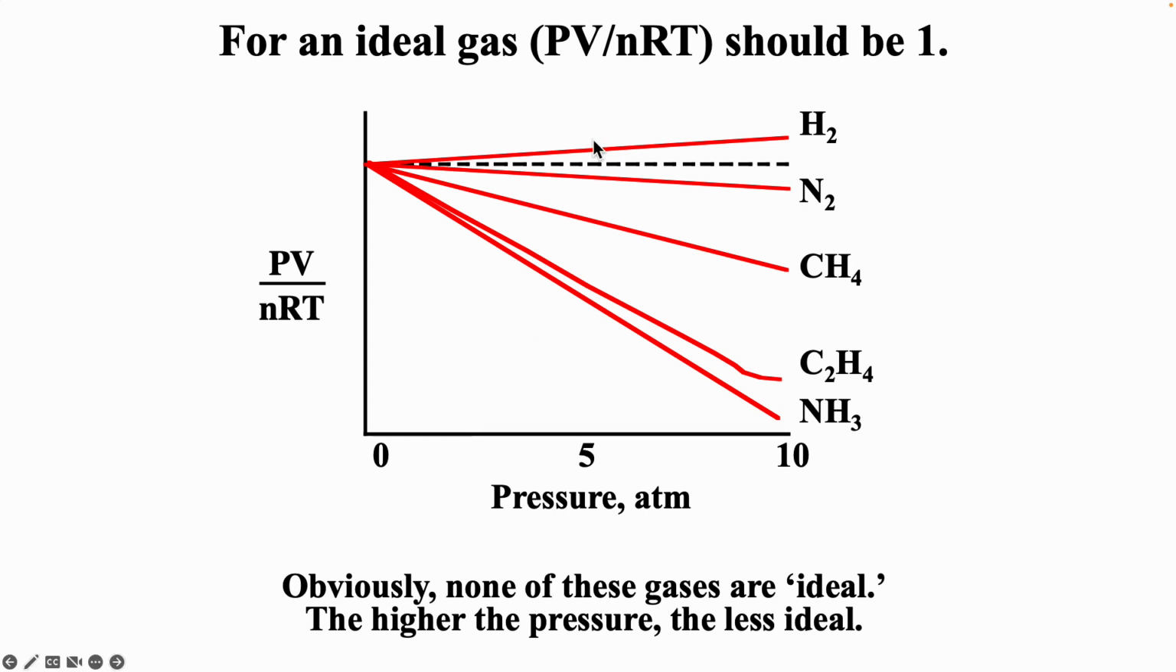And so if we start with PV equals nRT, and we divide both sides by nRT, we would get that PV over nRT should be equal to 1. And so the dashed line here corresponds to an ideal gas. It corresponds to PV over nRT equal to 1. And you can see the deviation from ideal behavior. And so hydrogen deviates one way, nitrogen, methane, ethene, and ammonia deviate a different way. And notice that the higher the pressure, the bigger the deviation.